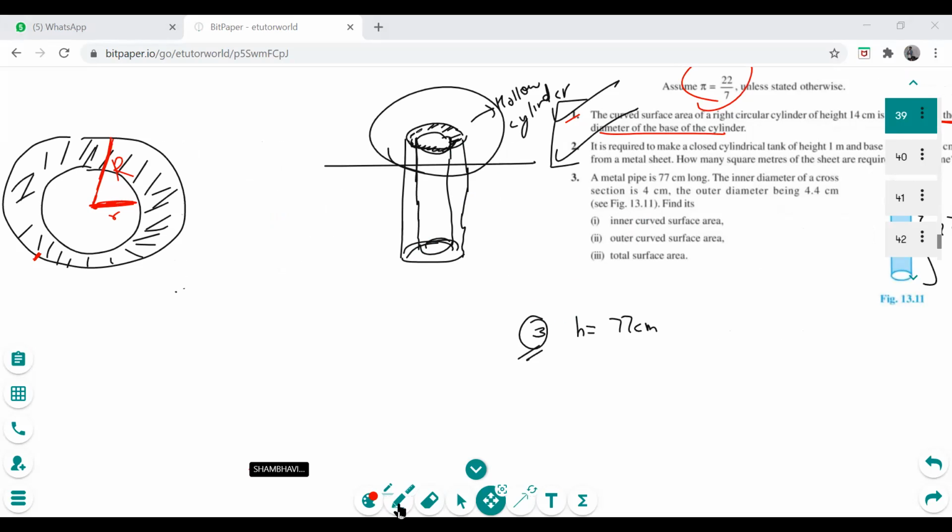Yes. So H is 77. I need to find the inner curved surface area. Outer diameter, that means capital D is 4.4 centimeter. The inner diameter, let's denote it by a small d, is 4 centimeter. Find its inner curved surface area. Inner curved surface area means the curved surface area for this part, the inside part. Okay, if I have to just tell you, let me switch on my video.